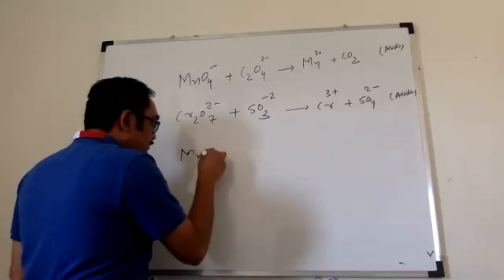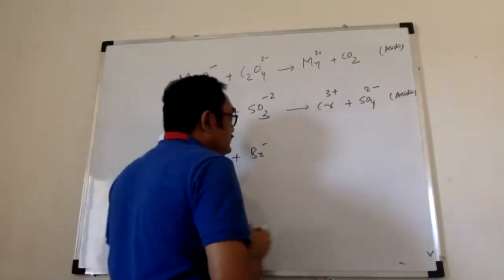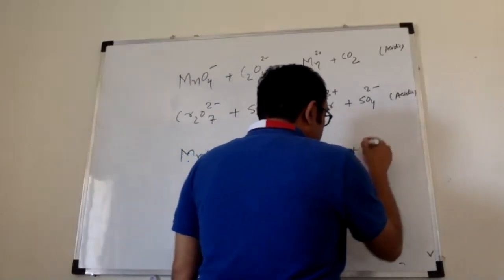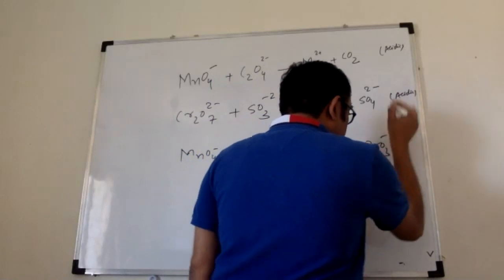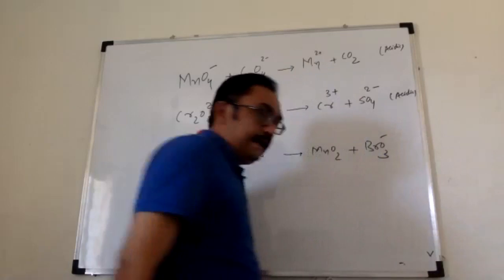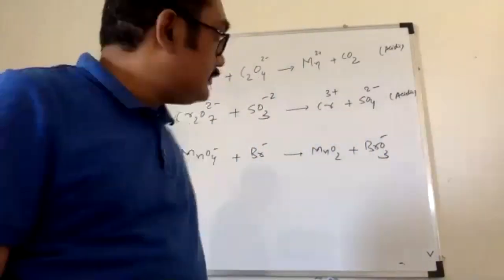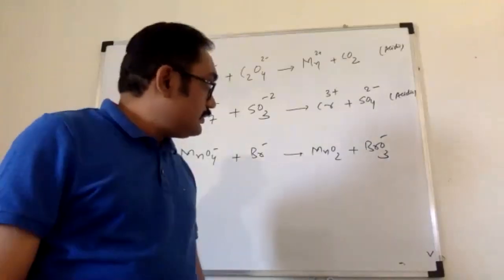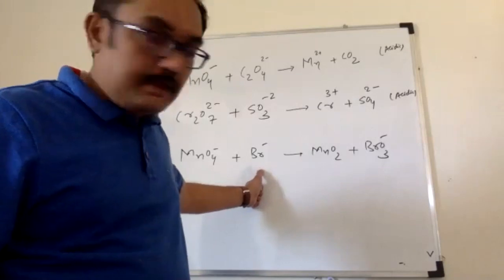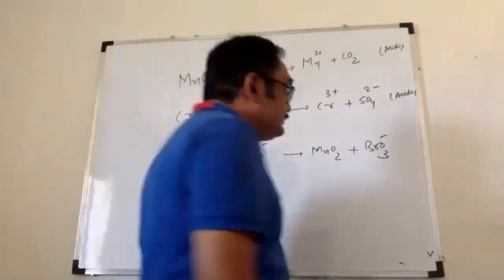MnO4- reacts with the bromide ion to form MnO2 and bromate ion. This is in the basic medium. Note it down. This is in the basic medium.